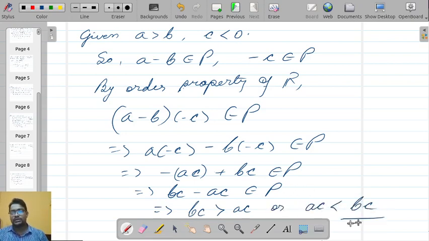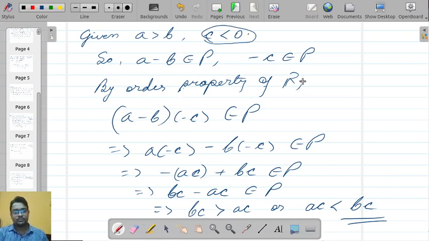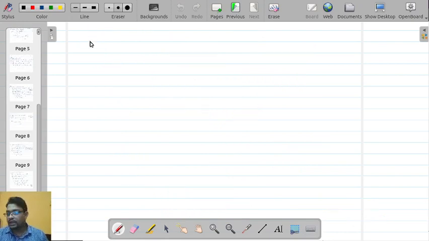The inequality gets reversed. If we multiply both sides of an inequality by a negative number, the inequality gets reversed. So you have to understand this part, right? We have to be very careful while multiplying both sides of an inequality by a real number. If we multiply by a negative, the inequality has to get reversed.